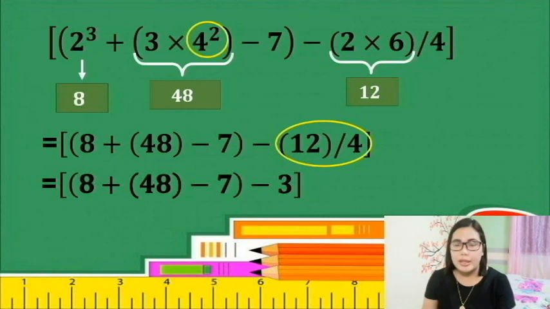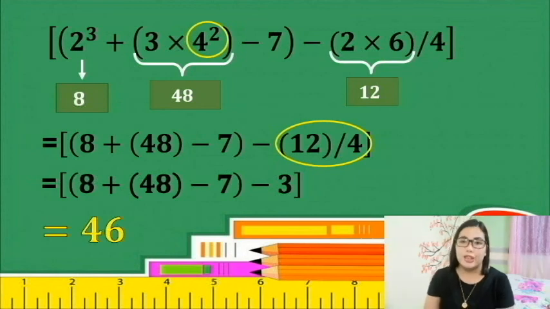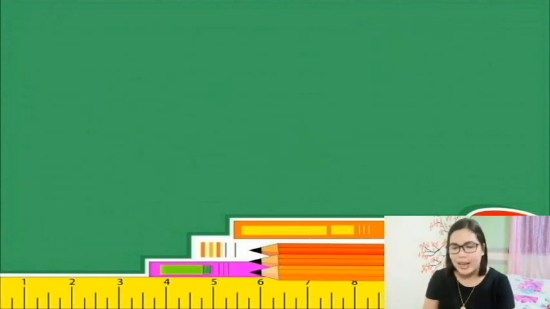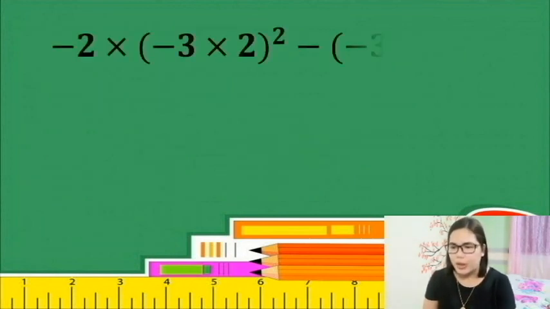8 plus 48, that is equal to 56 minus 7, that is equal to 49 minus 3. So, you have 46. Yay! Correct. Okay, so let us have this one.